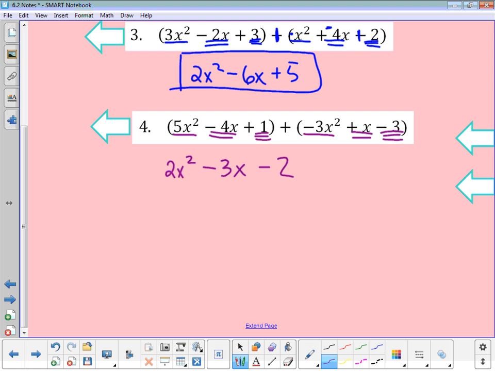And then I can check my polynomial. I see each type of variable only one time. I have x squared, then x, then a constant. I also have it in standard form because I've decreased my exponents. Nothing else I can do to simplify, so that's it.